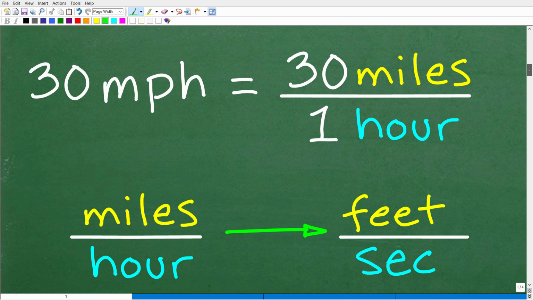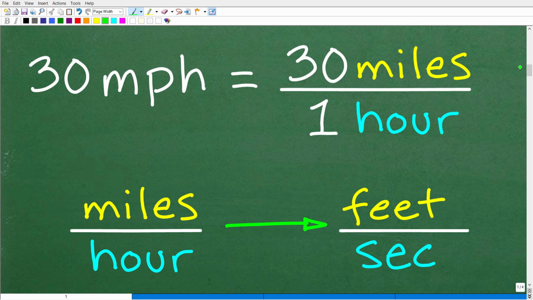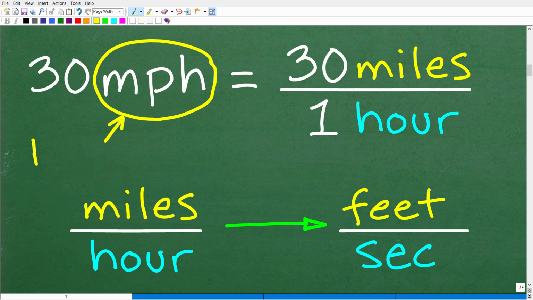Okay, so first things first, the first thing we want to realize is that this 30 miles per hour, this unit right here, in math we call this a rate. Okay, so you could describe, let's say this is a car, what is the rate of the vehicle?